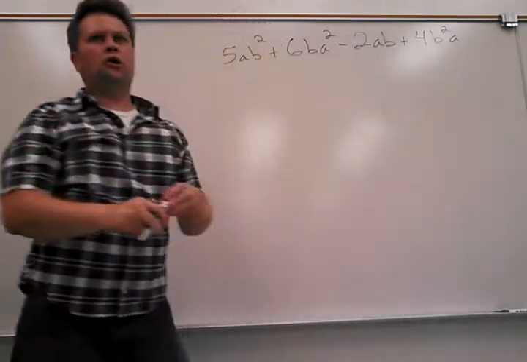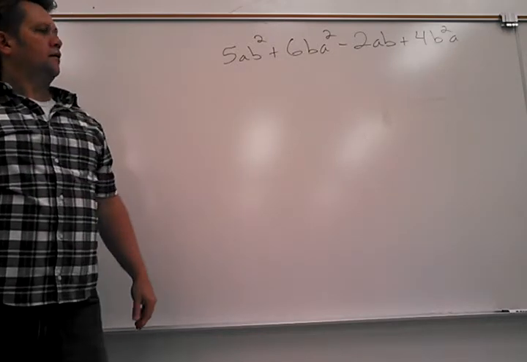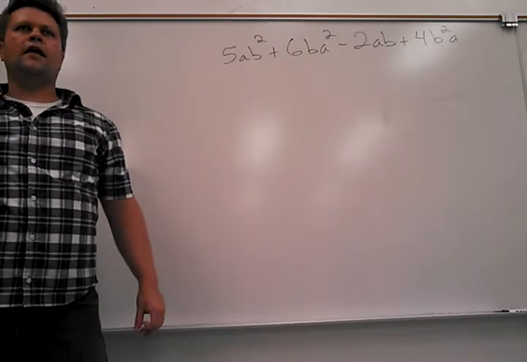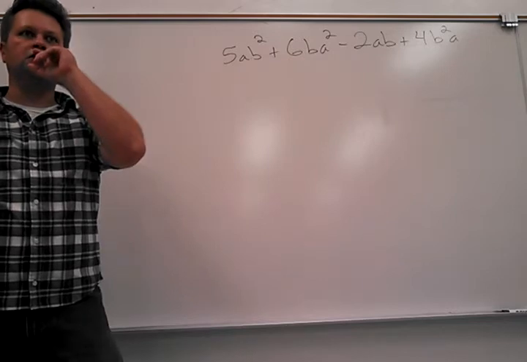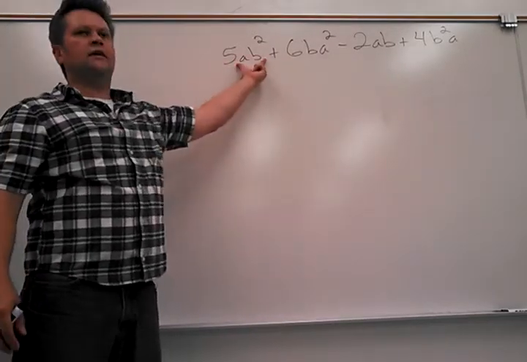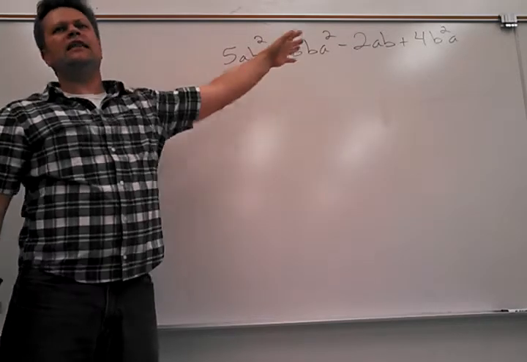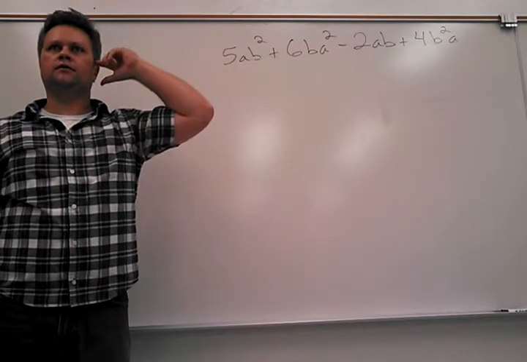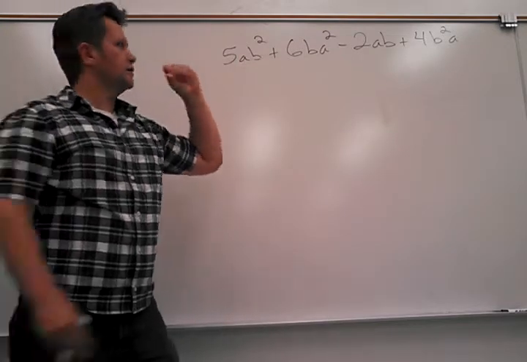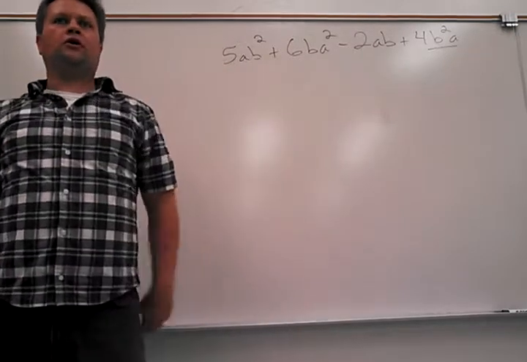Are there any like terms up there that I can put together? No. I like it. There are like terms with this first guy. There are 5 of these things. And what do these things look like? What are they made of? 1A and 2 B's. Is there anything else that has 1A and 2 B's? Yes. What did I do here? I just wrote them out of order, right?